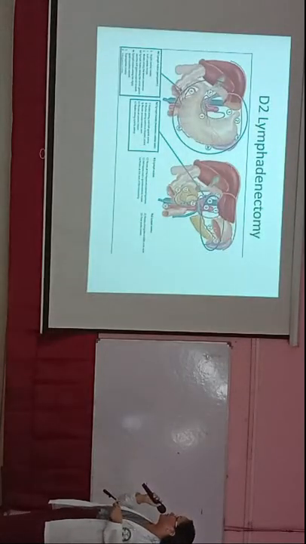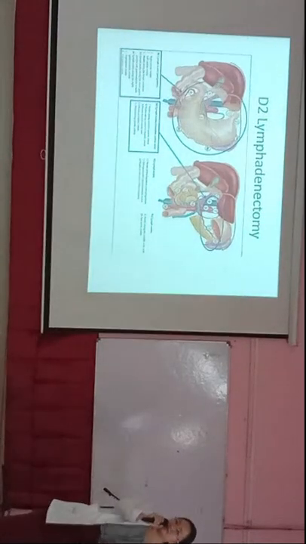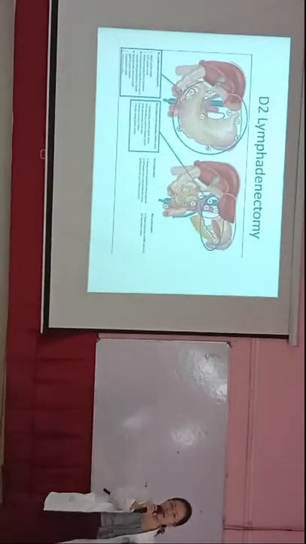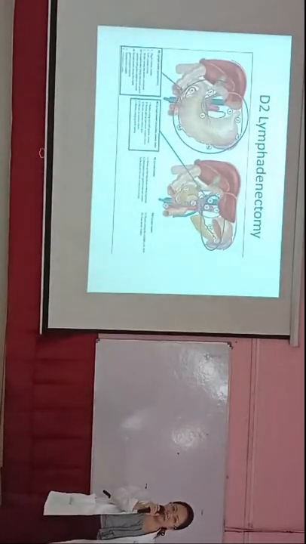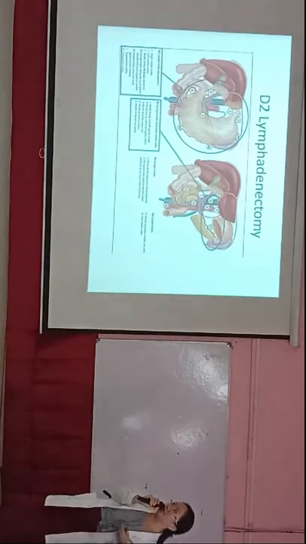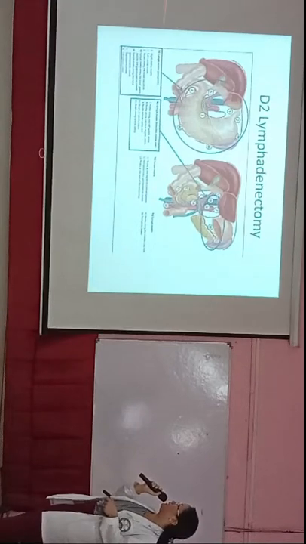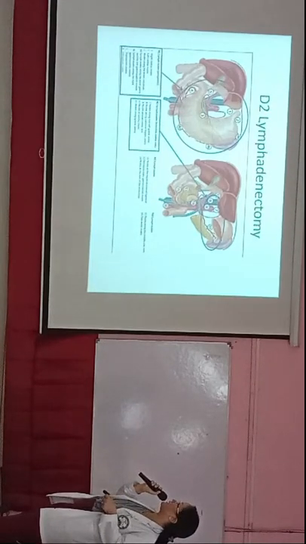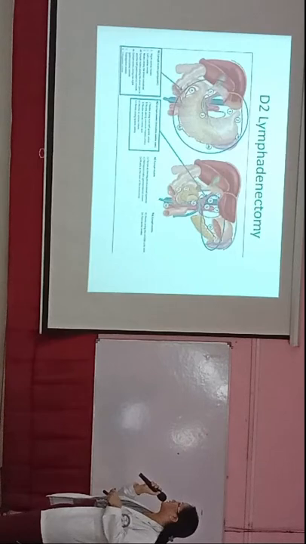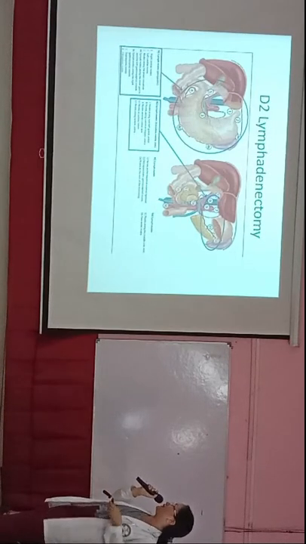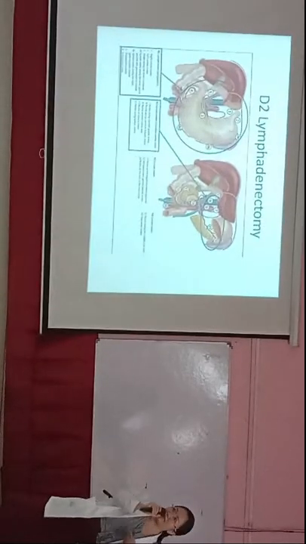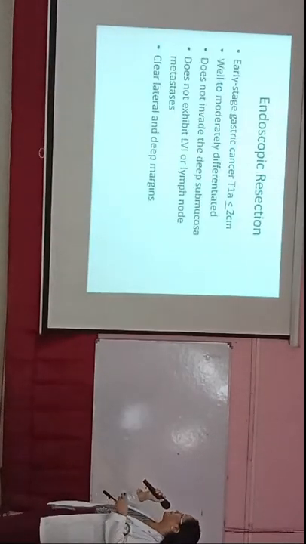D2 lymphadenectomy is quite expensive, and even Western countries took time to accept it, although it has been followed for a long time in Japan and Korea. Here the N1 lymph node resection is done, that is the perigastric lymph nodes, plus the regional lymph nodes, that is N2, the lymph nodes around the branches of the celiac axis. It is quite morbid, but now it is accepted worldwide, even here, by surgeons as well.